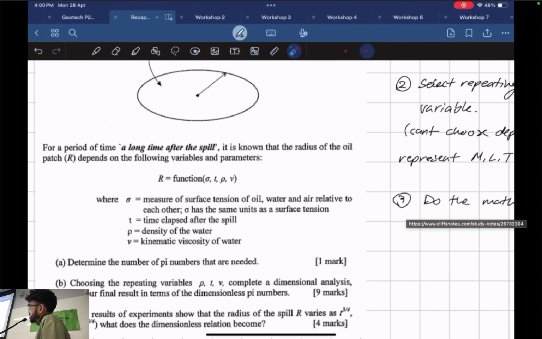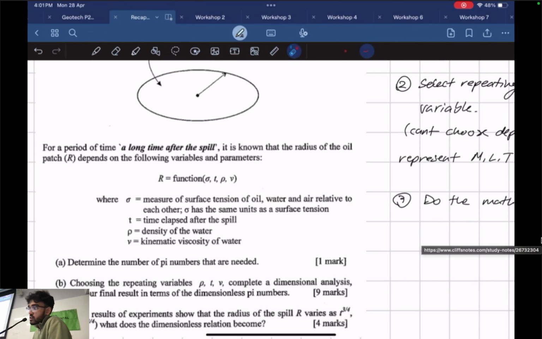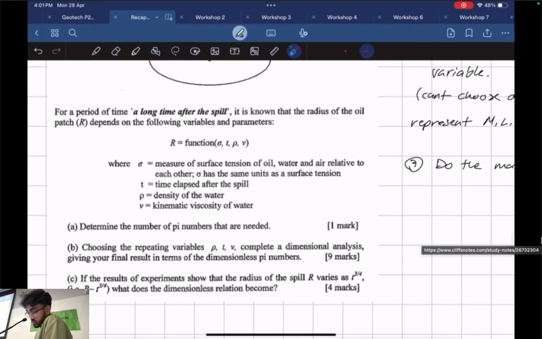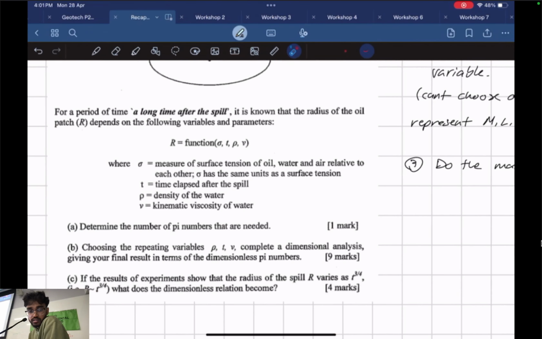You might get one more. Wait, hold on. Alright, so determine the pi numbers. Why does it keep doing this? Alright, so. Why does this keep going?